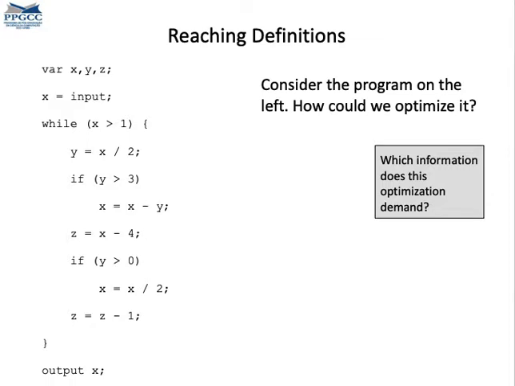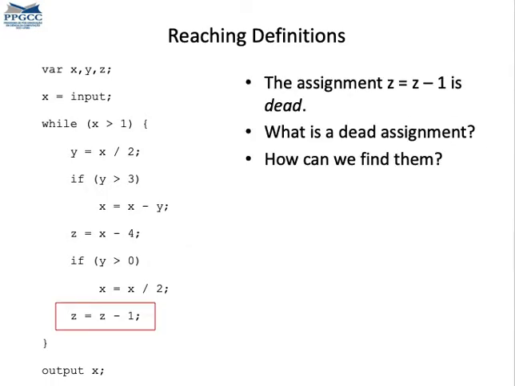Would you like to stop the video and think about the program? Try to figure out how this code could be optimized. This assignment, z gets z minus 1, is dead. By that I mean that the definition on the left side, which is z, is not really used anywhere. Mind you, I'm saying that the definition, not the variable z, is not used anywhere. That's very important, for the name z is indeed used, but the variable defined in the red box is not used anywhere else.